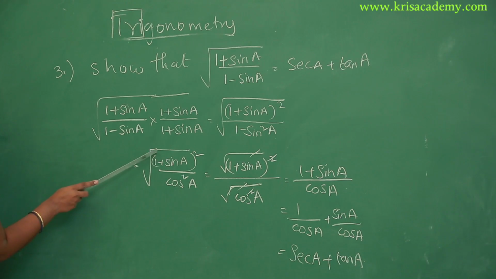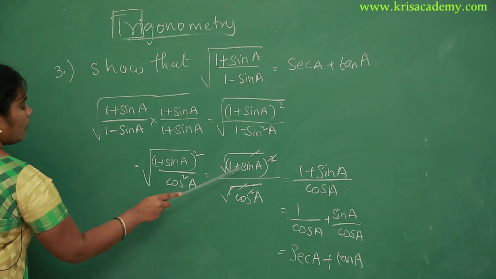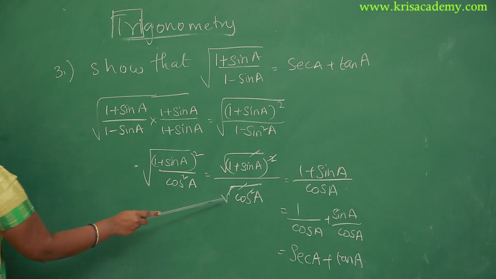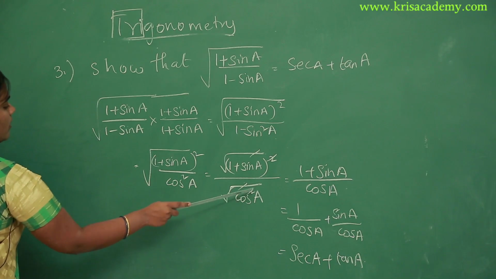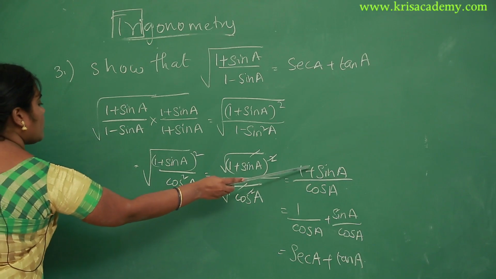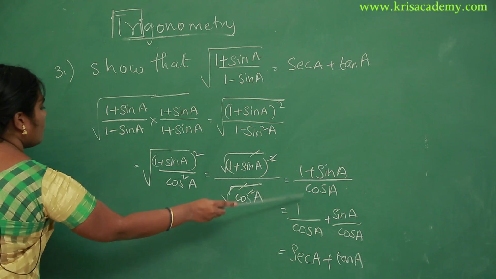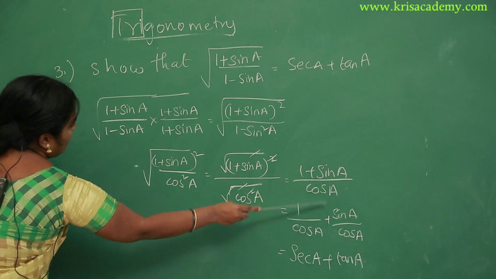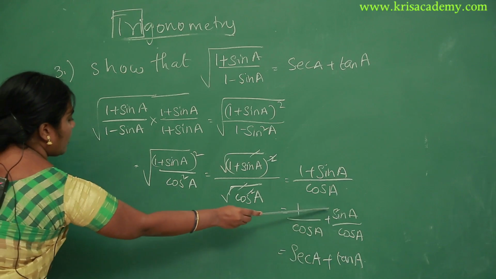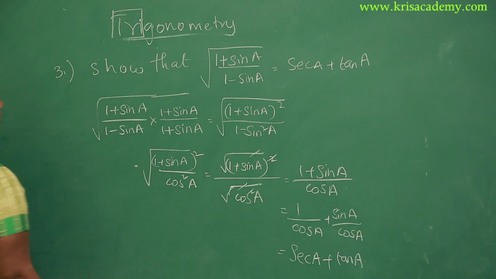Now split this square root separately for numerator and denominator. Square root of (1 plus sin a) whole square, the square root will get cancelled. Denominator also, square root of cos square a, the square root will get cancelled. Now what will be remaining? (1 plus sin a) by cos a. Split this cos a for both numerator terms: 1 by cos a plus sin a by cos a. 1 by cos is nothing but secant. Sin by cos is nothing but tan. So your answer is secant a plus tan a.